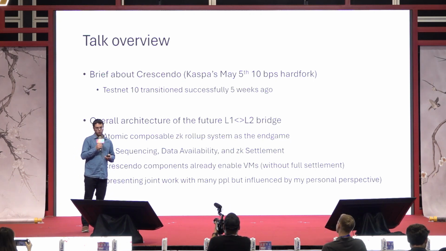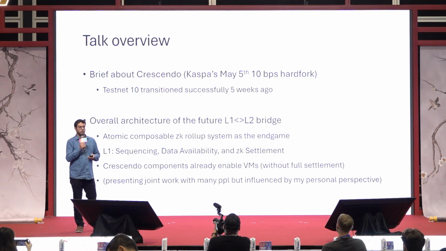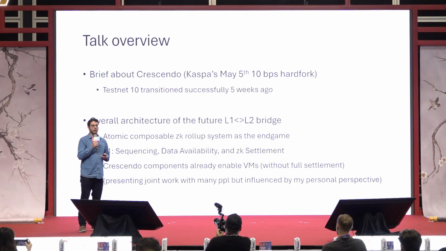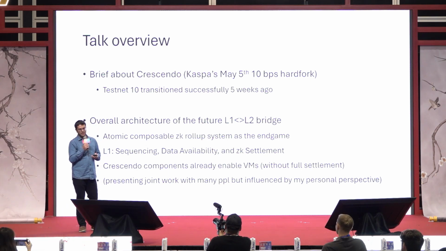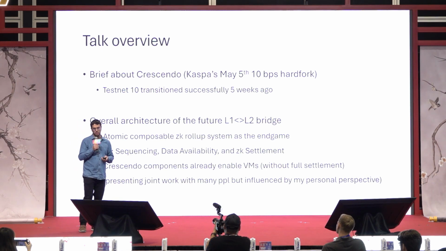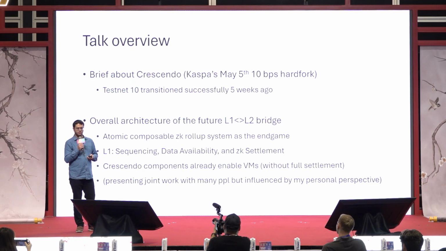Okay, so a short overview. I'm going to be talking briefly about Crescendo, which is the upcoming Kaspa hard fork, accelerating the network from 1 BPS to 10 BPS, scheduled for May 5th, which is 28 days from now, I guess.